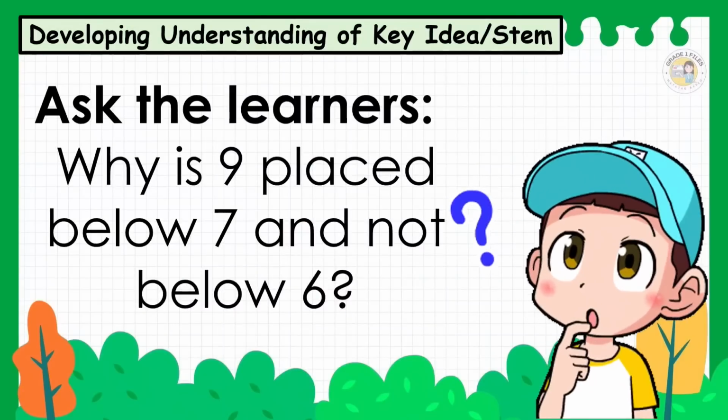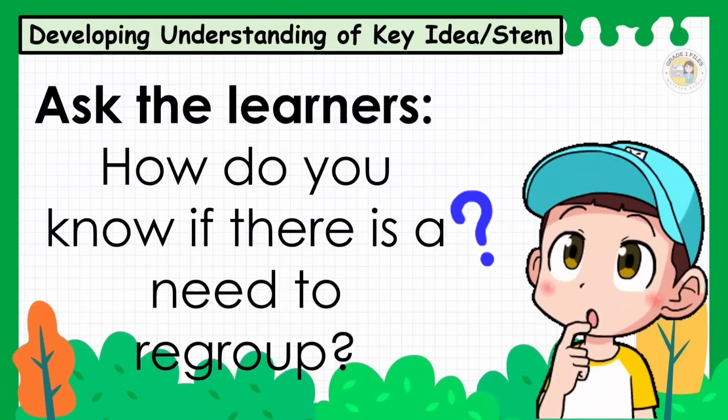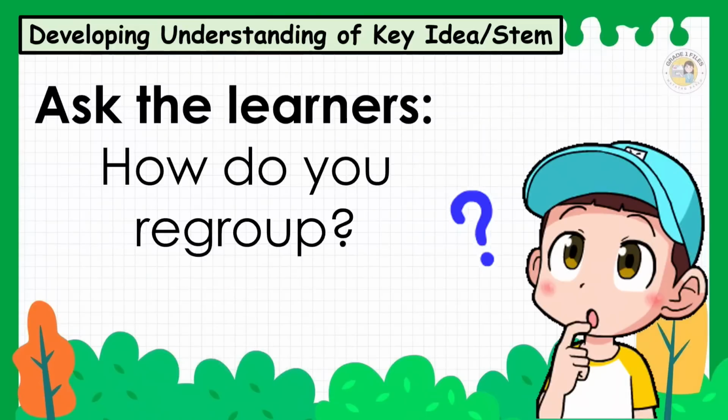Students, why is 9 placed below 7 and not below 6? Which digits do we add first? How do you know if there is a need to regroup? How do you regroup?